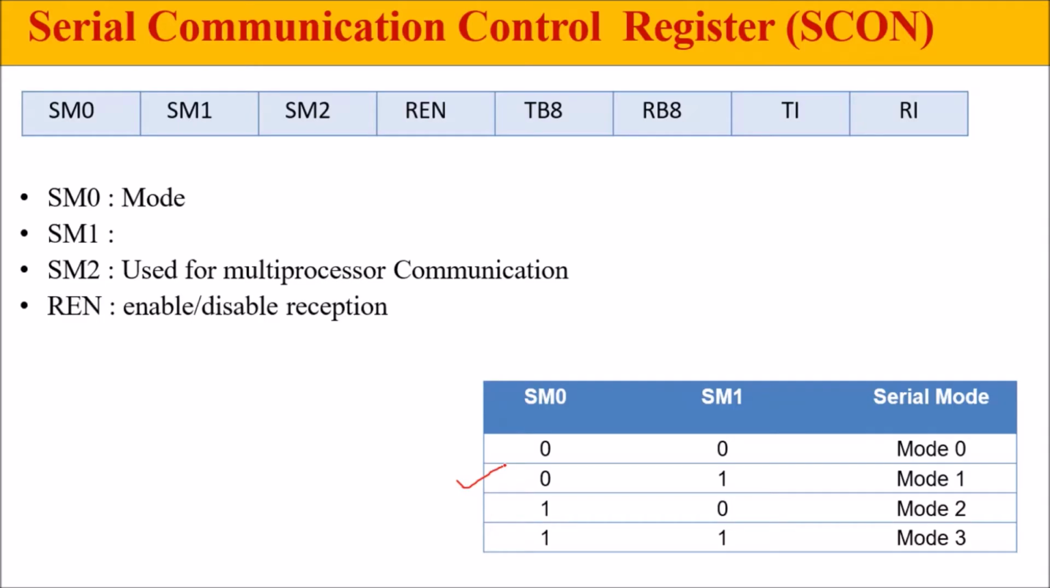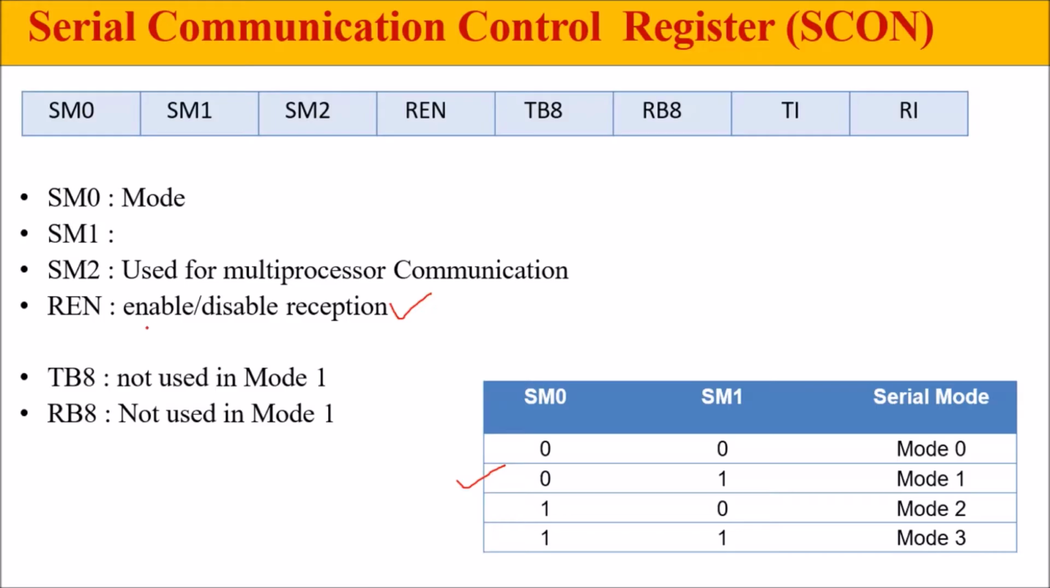Then REN, that is the receiver enable or disable bit. When this bit is 1, the receiver is enabled, and since we are going to write a receiver program, this bit should be initialized to 1. The other two bits, TB8 and RB8, we are not going to use in mode 1.